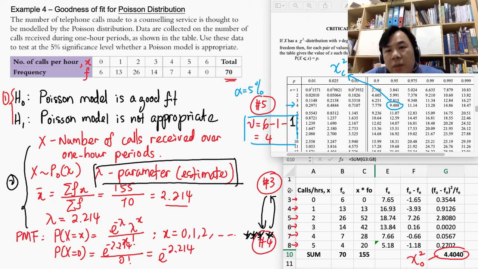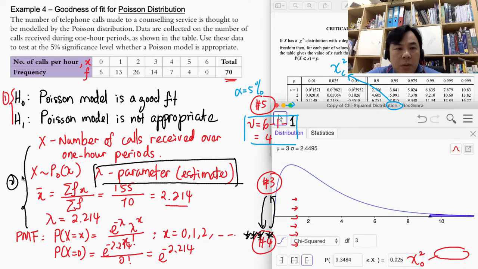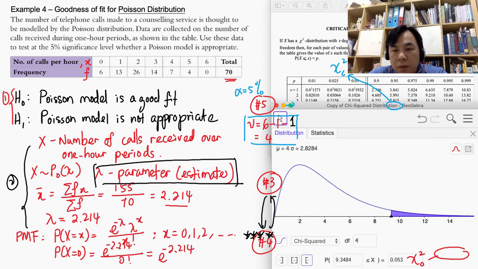Since 9.5 is greater than 4.4, right? Now just to show you how it actually looks, let's pop this up so that it's easier for us to refer. Take for instance, our degree of freedom is 4, so I'm going to change that to 4. And we are looking at the significant level of 5%. So 5% there. Therefore, our critical value is 9.5 here.